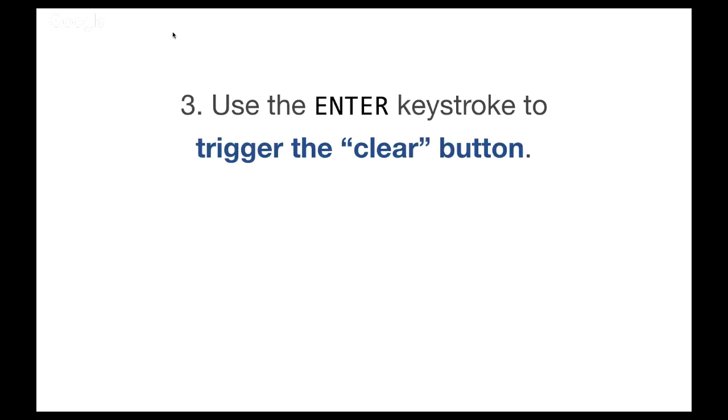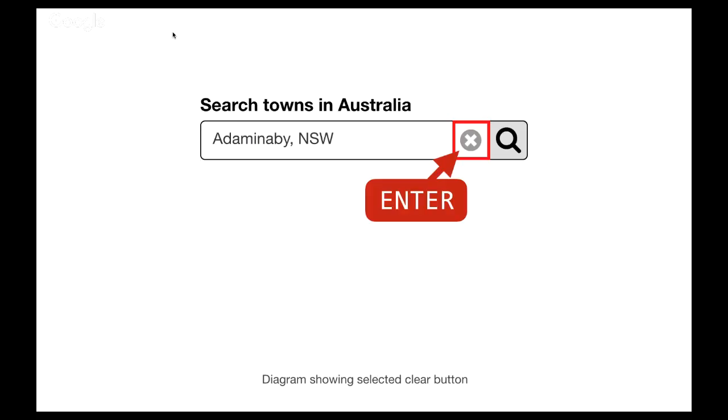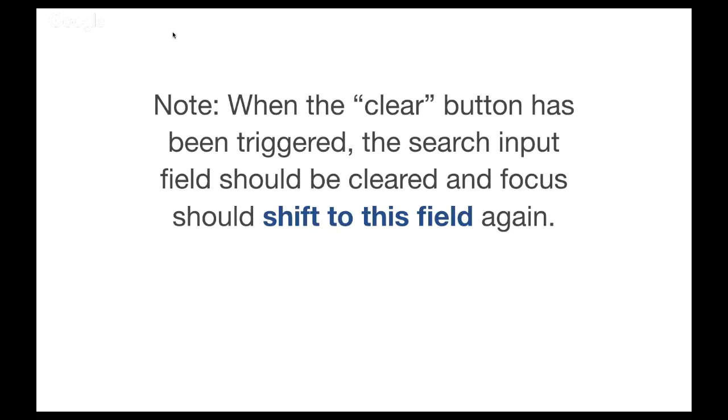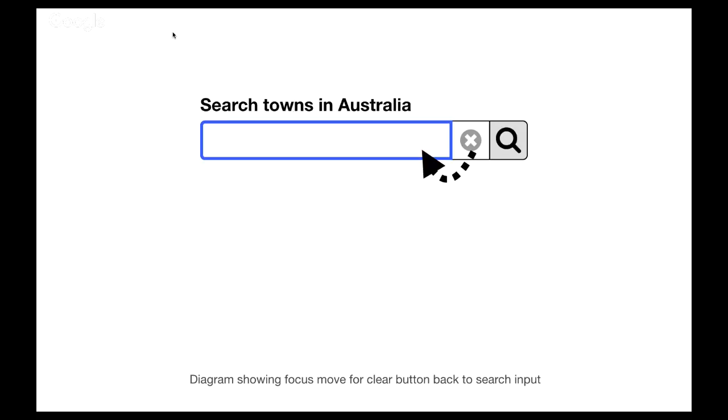They should be able to use the enter keystroke to trigger the clear button. So when enter's selected, that should then wipe the form. And so what should happen is, when that triggers, the field should be cleared and focus should shift back to that field again. So this diagram shows that after the clear button has been selected, focus is now returned to a cleared input.